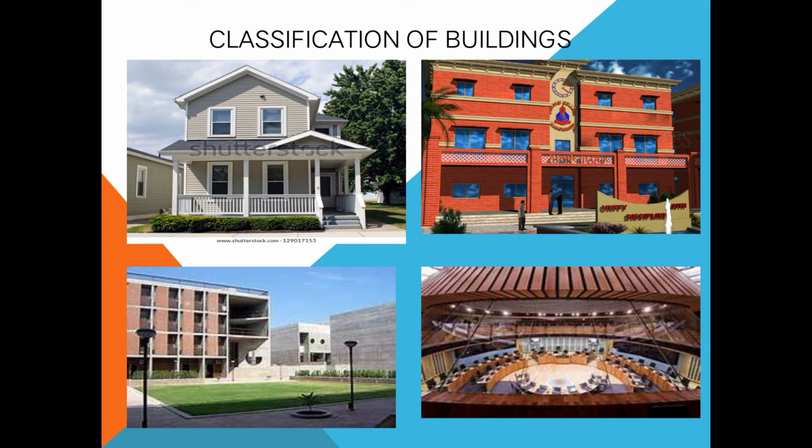Now, the next picture, that is Group D, is the assembly building. By the word assembly, to assemble, it means people gather there. People gather there for, let's say, theaters, cinemas, auditoriums, museums, exhibition halls, restaurants, then places of worship for religious purposes. All these fall under assembly building.